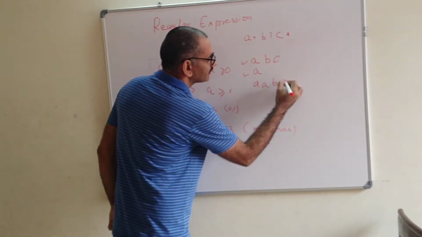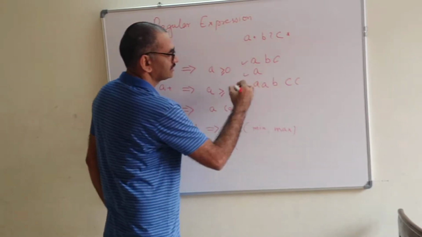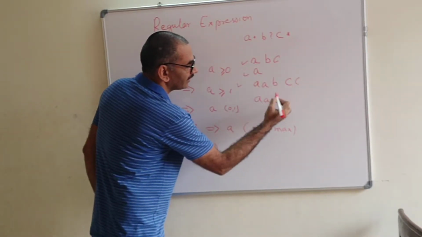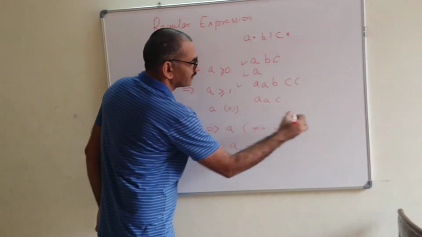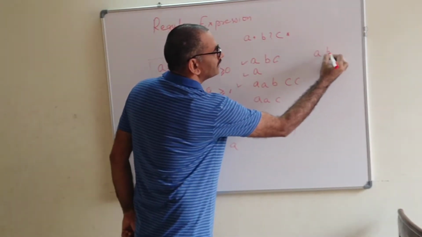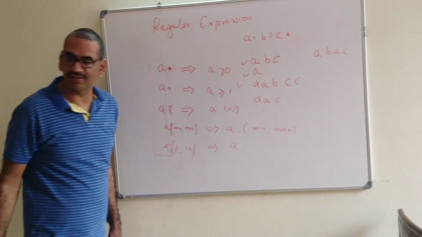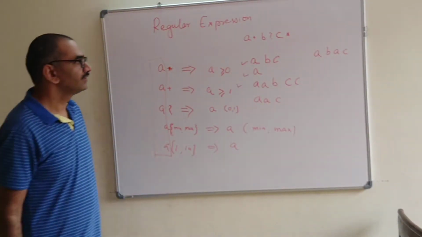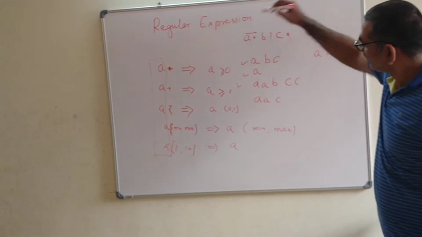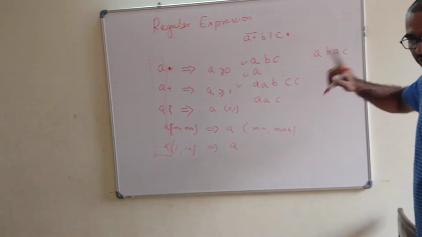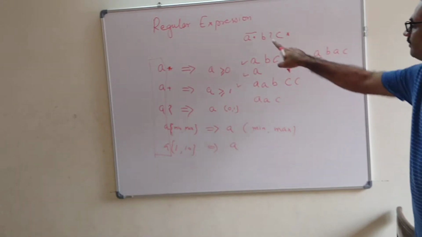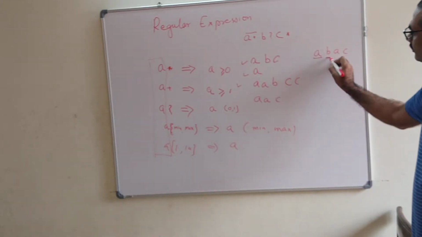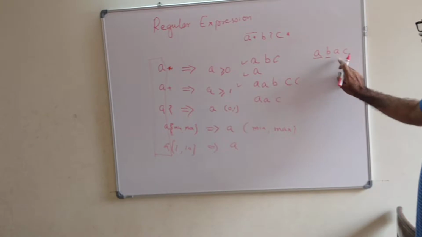A, B, C, this is also valid. A, C, also valid. A, B, A, C. Is this valid? No. Why? Because it will say, okay, A present once or more, present. B present or not present? Yes, B present. Then C is not there.